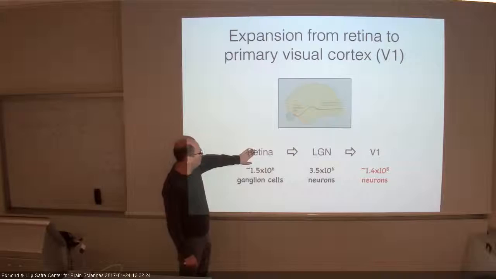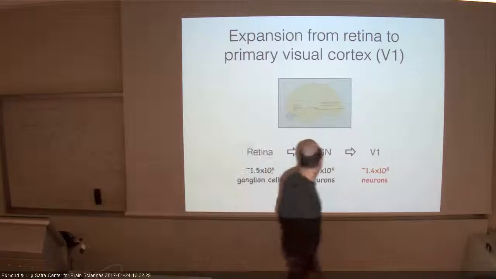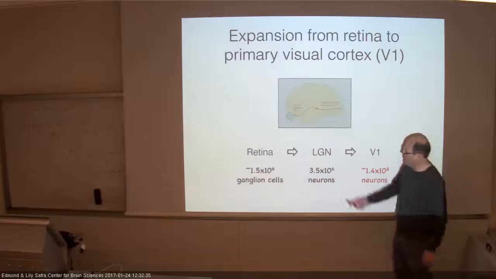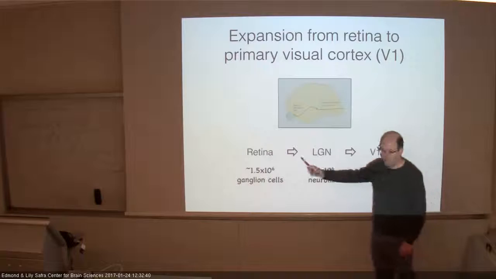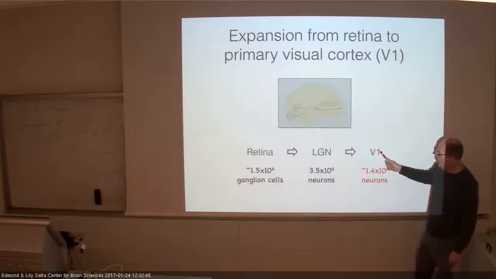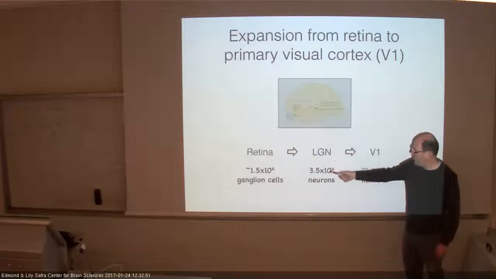Once the light reaches the retina, it generates its output in the form of spikes. The next steps in the processing of visual inputs are that spikes go to the LGN, and the number of cells in the LGN is kind of similar to the retina. But then the signal goes to the primary visual cortex and there's a large expansion. So from about order of a million, we go back to about 100 million cells that process the visual stimulus.